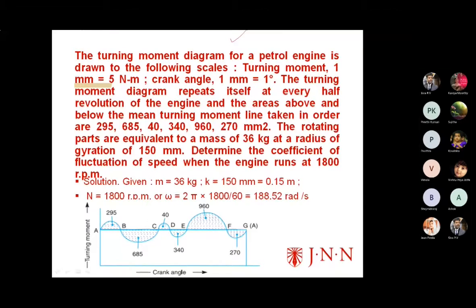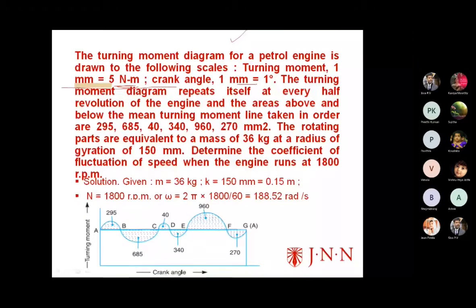The turning moment diagram for a petrol engine is drawn to the following scales. Turning moment: 1 mm is equal to 5 Newton meter. So note this down clearly: 1 mm equals 5 Newton meter. Crank angle: 1 mm equals 1 degree. So scale conversion is very important.